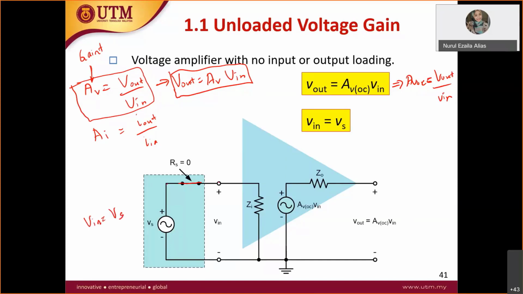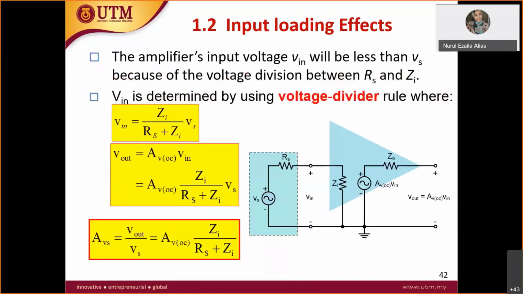But if, let's say, we have Rs over there, you might need to do KVL in order to get the V in. Other than that, the amplifier input voltage V in will be less than Vs because of the division between Rs and Z in. So this is what I meant when it has Rs. Therefore V in now is no longer equal to the Vs.